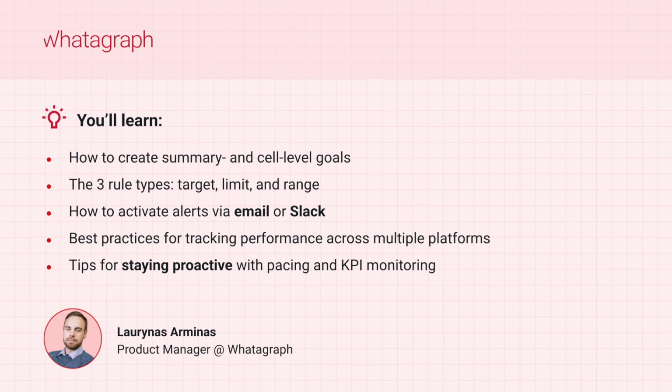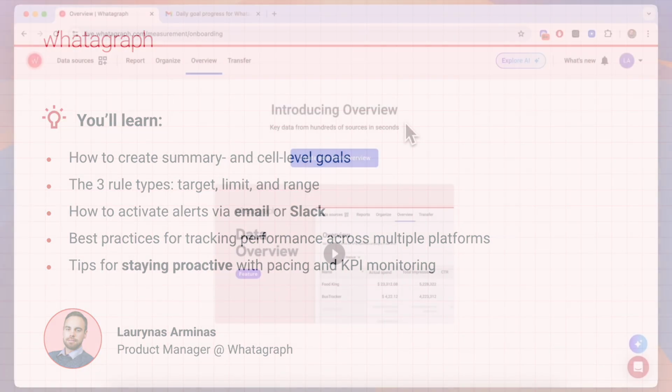In this video, I'll walk you through how to set up goals and alerts using Whatagraph and how they can help you stay on top of your performance without having to juggle between multiple dashboards. This means that you'll learn how to create summary and cell level goals. You'll learn about the 3 different rule types, targets, limits, and ranges, how to activate alerts via Slack or email, best practices for tracking performance across multiple platforms, and tips for staying proactive when pacing and KPI monitoring.